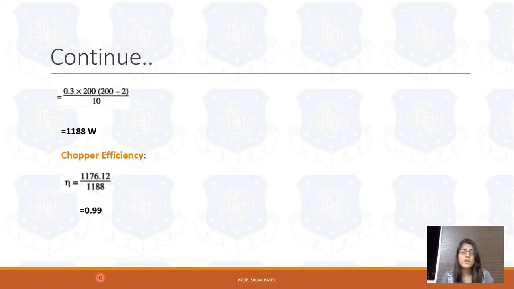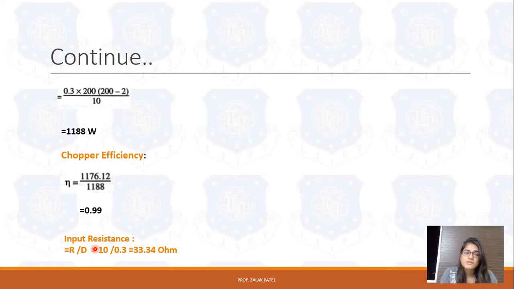You can also classify this according to its efficiency, which we will see later on in this chapter. Now the input resistance, this is the second value that we have to find out. Input resistance is given by R upon D. The resistance value is given as 10, and the duty cycle D is 30%, so in value form it is 0.3. So 10 upon 0.3 means 33.34 ohm. So this is our input resistance value.